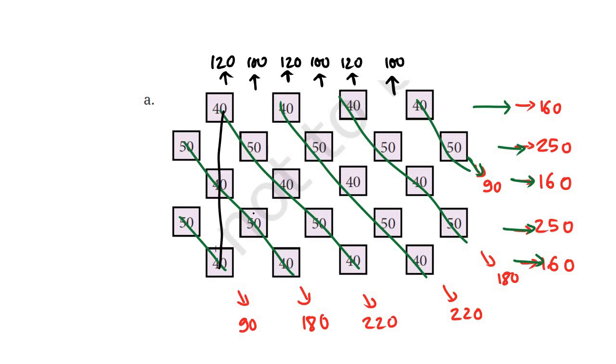40 into 3, 120, again 100, again 120, again 100, again 120, again 100. So these are the numbers you get. Next 160, 120, 250, 160, 250, 160. Then the diagonal is 90, 180, 220, 220, 180, 90. Okay, so this is for figure A.